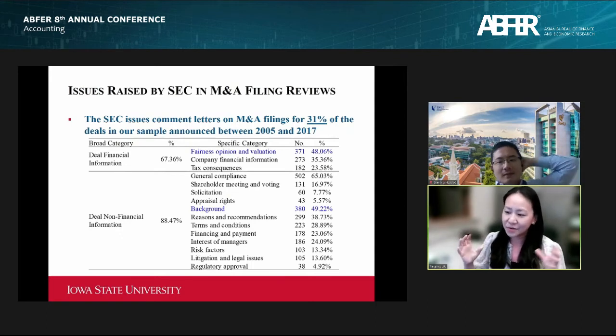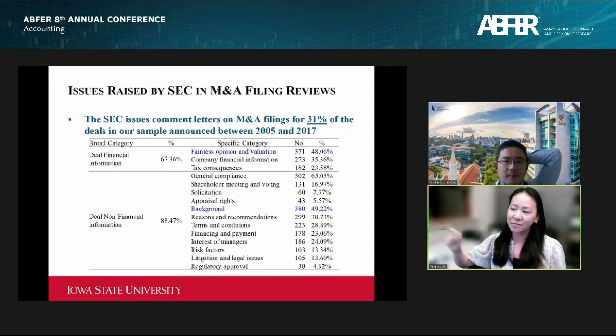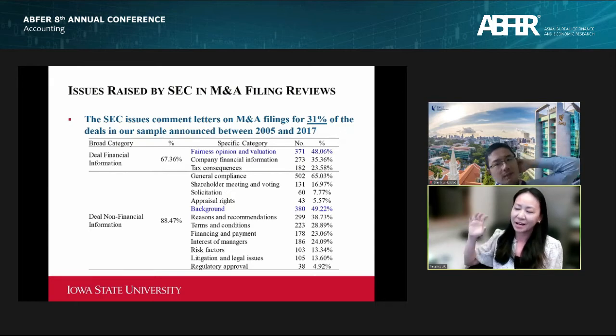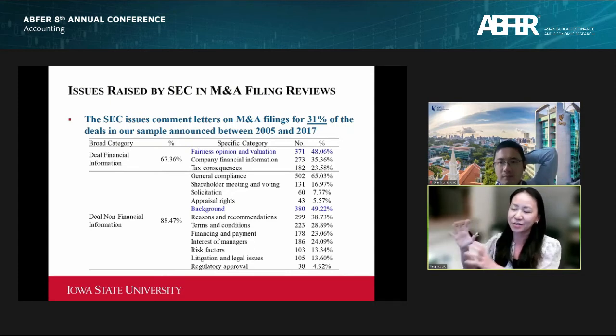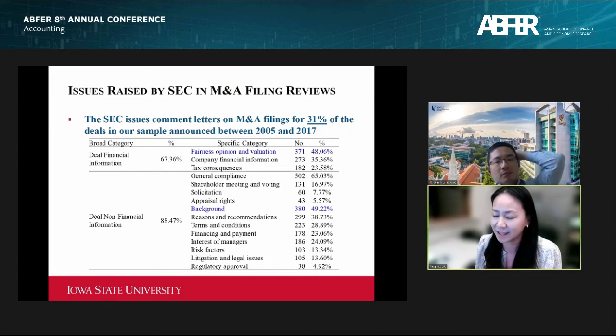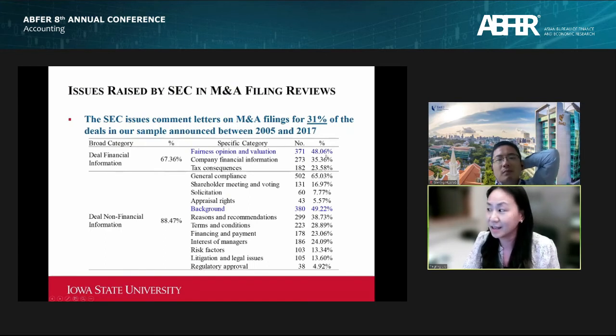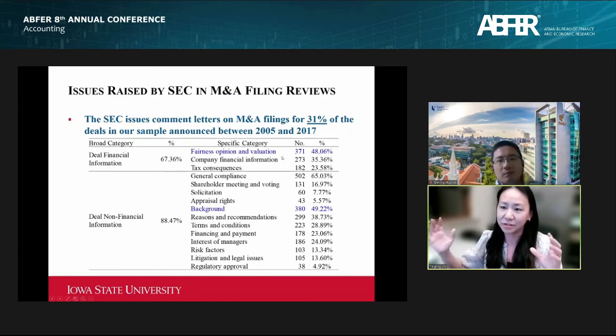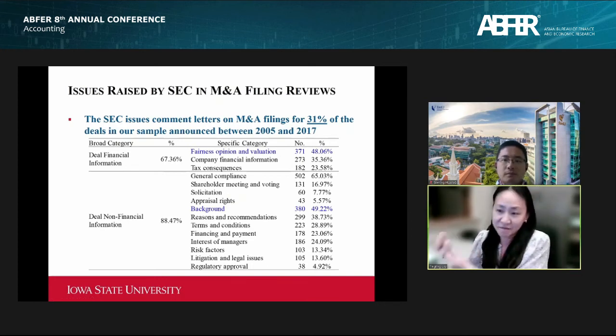So what we did, we basically collected all the comment letters, and we went through the issues. We calculated how many issues are in each comment letter, and we categorized each issue into groups, and we found the most commonly commented issues are fairness opinion valuation, like investment bank valuation. Almost half of the time in a comment letter, those comments contain something related to investment bank valuation. And the other very common area is the background information disclosed in the proxy statement. So we call this valuation.